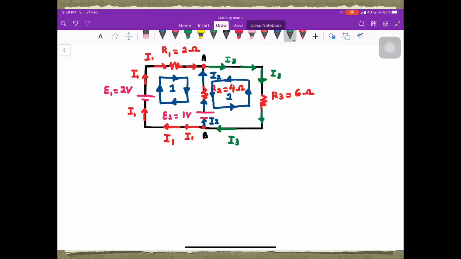Now, look at the direction of EMF. So what about EMF? This is positive, so this is the direction of the first EMF. This is the positive, right? So the direction must be from the positive.